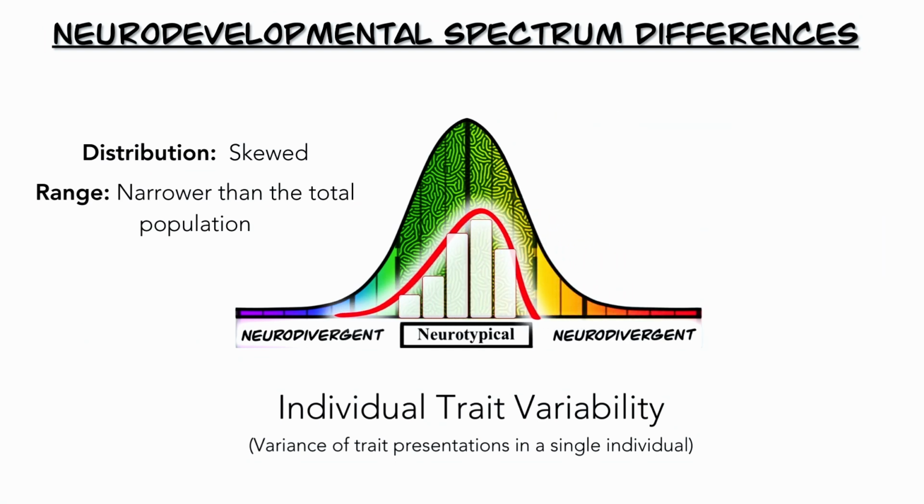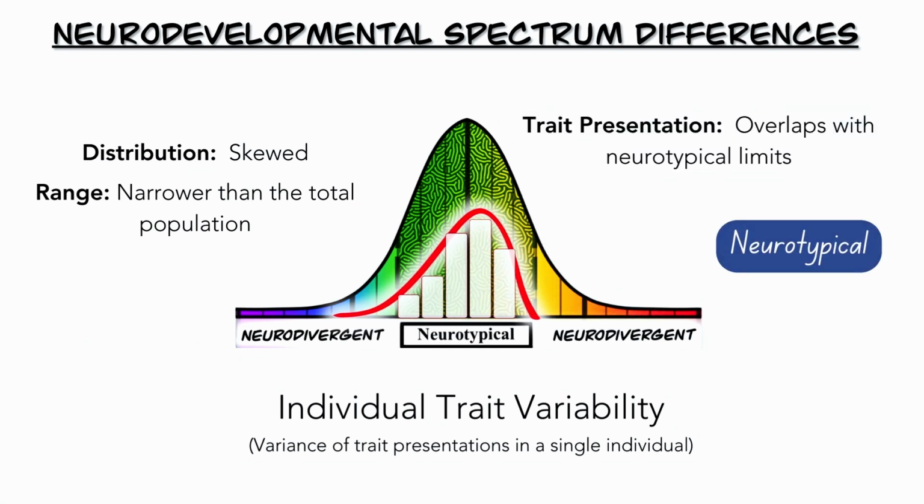But if the curve were moved slightly over to the left so that the majority does overlap the neurotypical limits, then it would represent a neurotypical presentation.